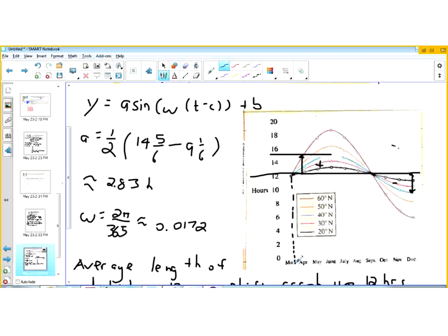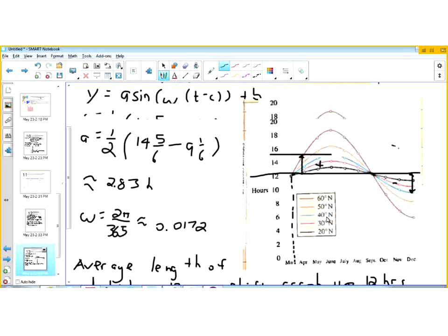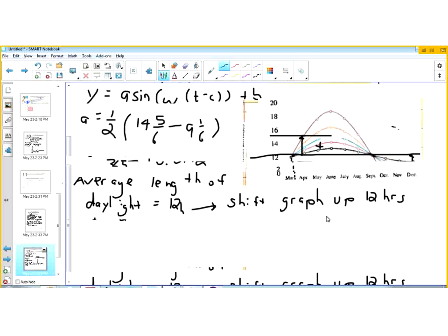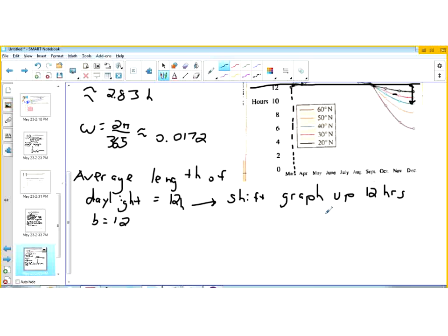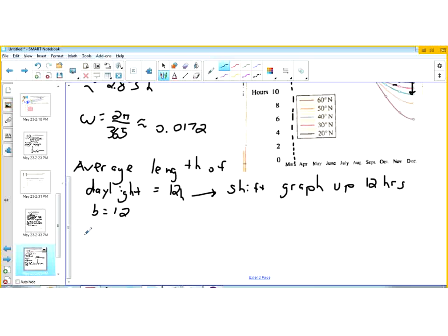So say about 2/3 of the way through March, we have a situation where the number of daylight hours equals the average length of the day. So let's say, for the sake of brevity, on March 21st, daylight hours equal 12.